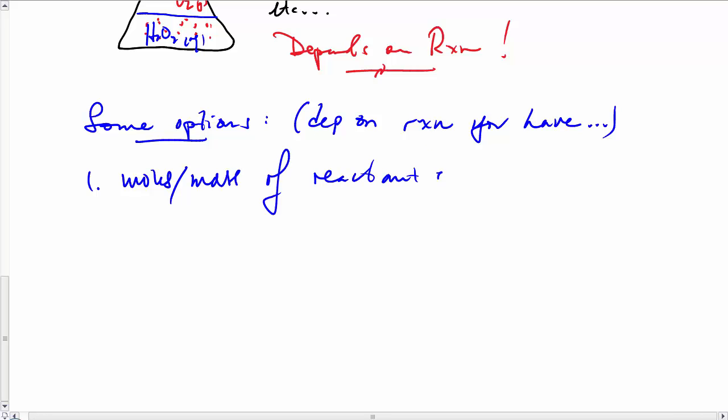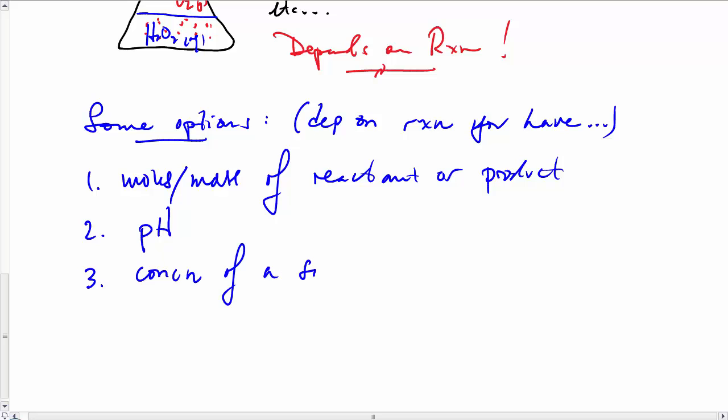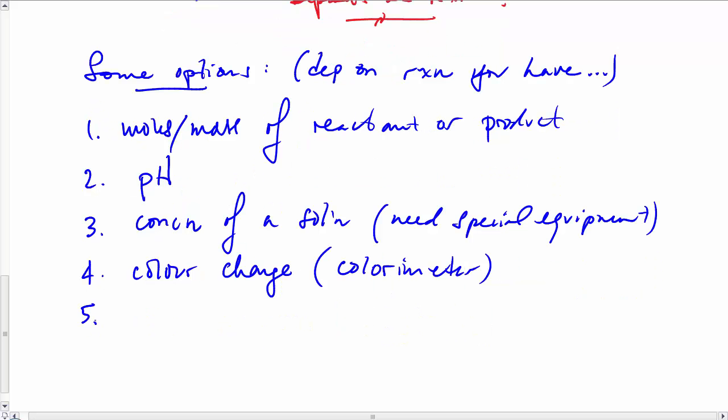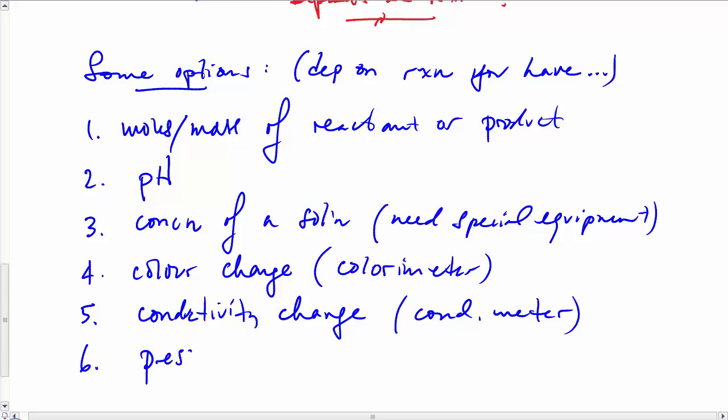One, you could measure the moles or the mass of reactant or product present. You could measure the pH, perhaps the concentration of a solution. Of course, you need special equipment for this. You might measure a color change. Perhaps a colorimeter would help you to do that. You could also measure the conductivity change of the solution. You would need a conductivity meter for this. Perhaps the pressure of a gas system.